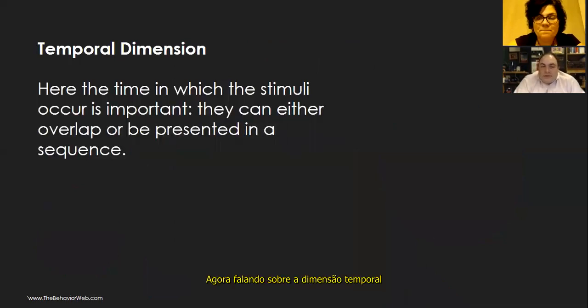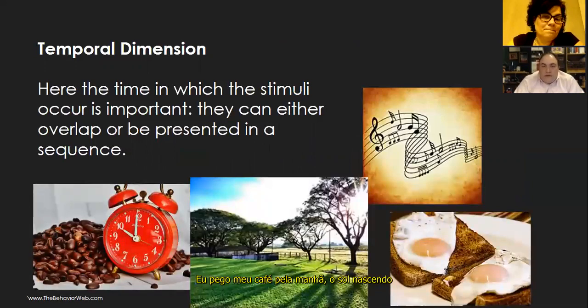Now we'll talk about the temporal dimension. This is where the time in which stimuli occur is important. They can either overlap in time or be presented in a sequence. For example, what comes to mind when you think of a morning? Well, I got my coffee in the morning.